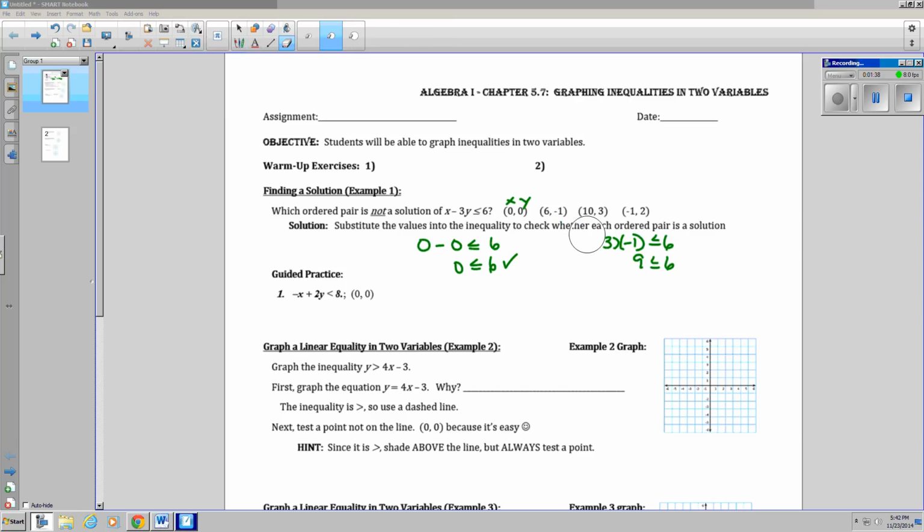So let's check the next one. Let's check 10 and 3. So let's put 10 in for x, and then 3 in for y. 3 times 3 is 9, so 10 minus 9. Oh, we're looking for the one that's not a solution. Wait, I need to pay attention. So this one is a solution. 10 minus 9 is less than or equal to 6, and 1 is less than or equal to 6. And then negative 1 minus 3 times 2, which 3 times 2 is 6, so negative 1 minus 6 is negative 7. And negative 7 is also less than or equal to 6. So the one that is not a solution would be this one right here.